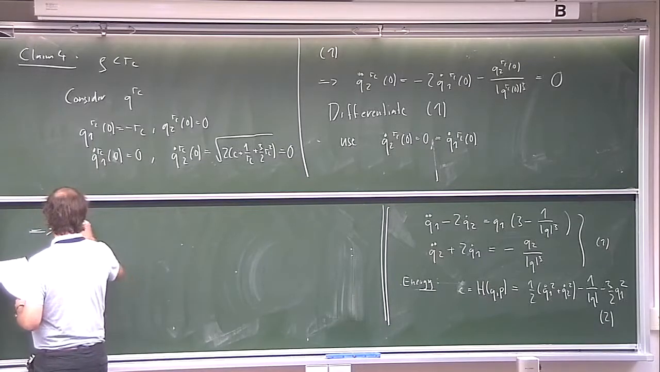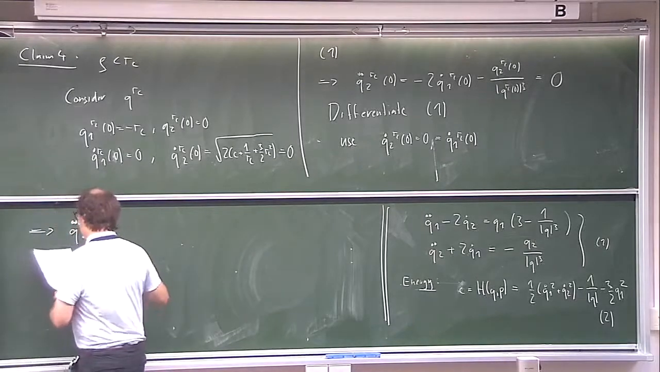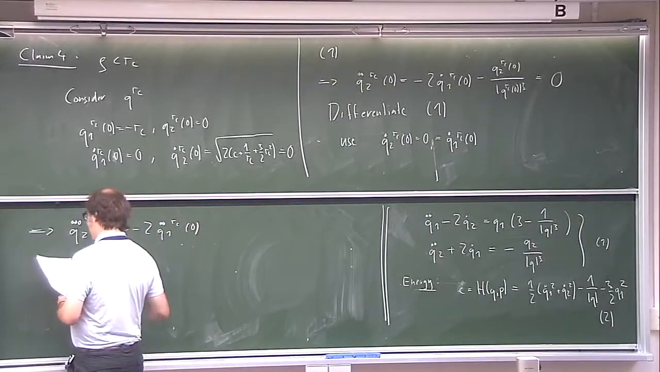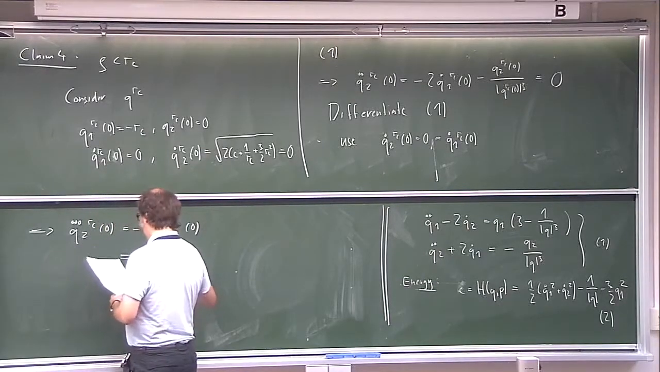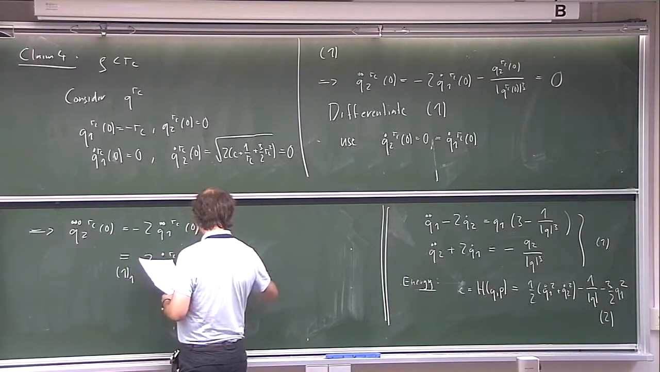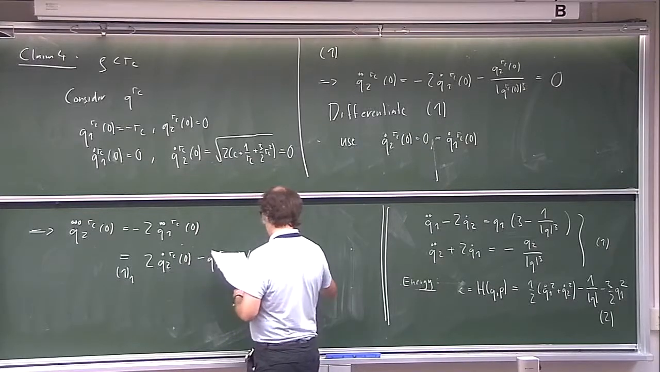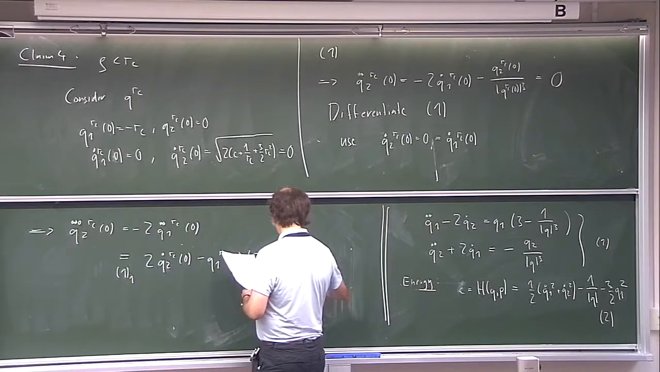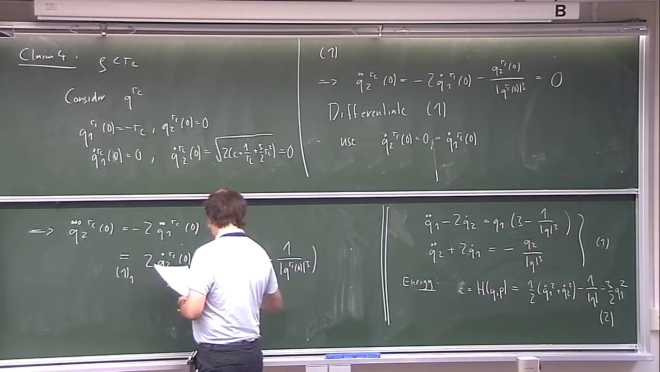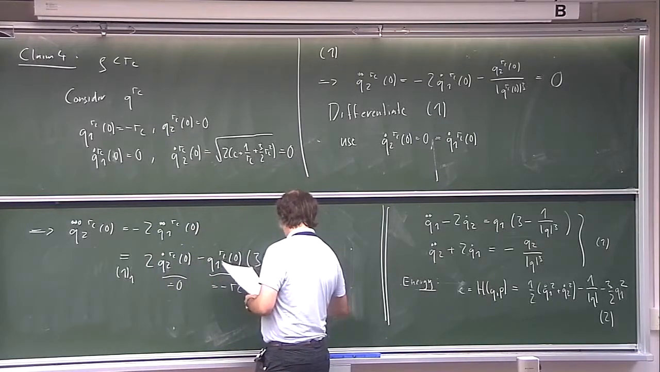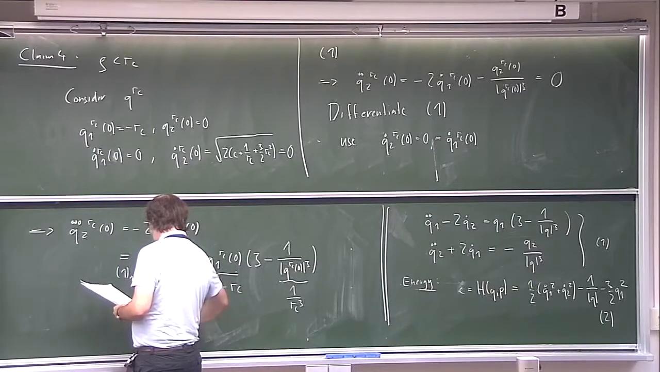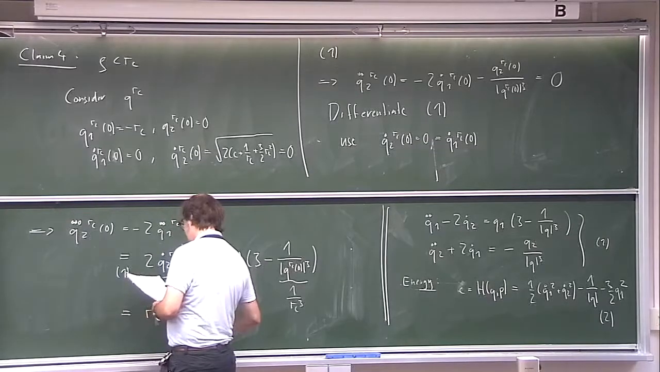So we get that Q triple dot 2 of RC at 0 equals minus 2 Q double dot 1 of RC at 0. And if you use the first equation, so we have 2 Q dot 2 of RC at 0 minus Q1 of RC at 0 cubed minus 1 divided by Q of RC at 0 cubed. And so this here is 0. This here equals minus RC. And this here equals 1 divided by RC to the 3. So we get this is RC over RC cubed minus 1 over RC to the 3.